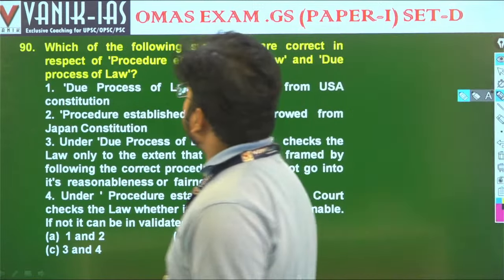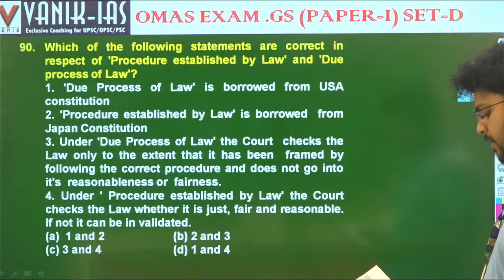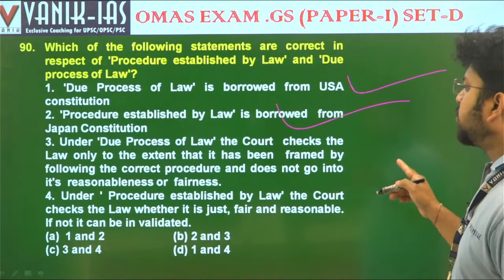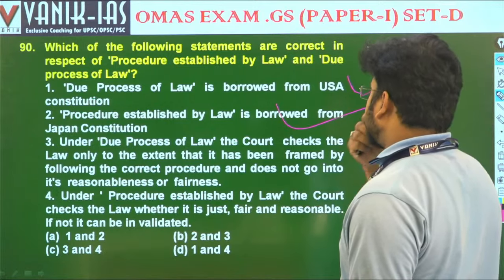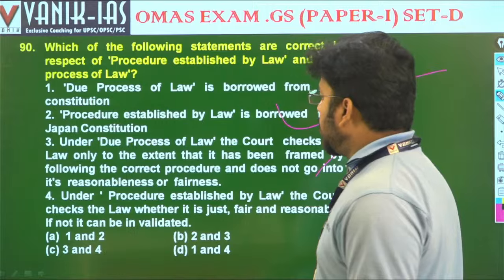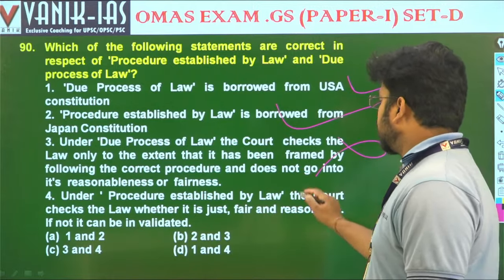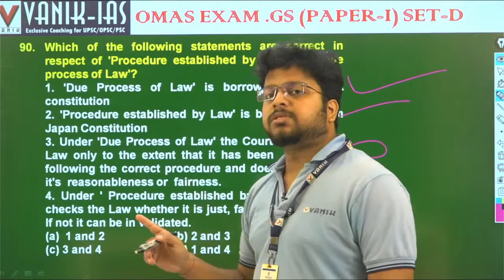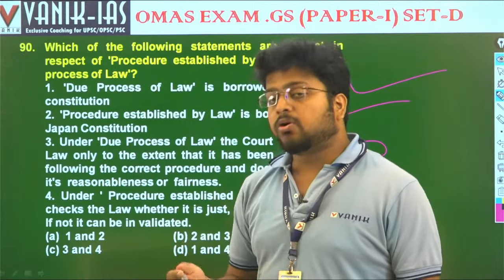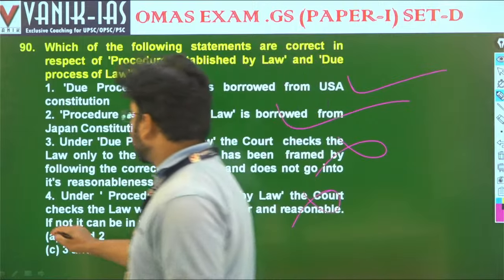Which of the following statements are correct? Procedure established by law and due process of law. Due process of law is borrowed from the USA constitution. Yes, this is right. Procedure established by law is from the Japan constitution. Under due process of law, the court checks the law only to the extent that it has been framed by. No, this is wrong. It also considers whether justice is given or not. Under procedure established by law, whether the law is just and fair. No, this is just reversed actually. 3 in case of 4 and 4 in case of 3. Both these are wrong. In case of procedure established by law, only procedure is followed. If it is done in the right procedure, then the thing is right. But in case of due process of law, while making the law, you also have to focus on whether it is just, whether it is providing justice or not. That is the question. So options 1 and 2 are correct.